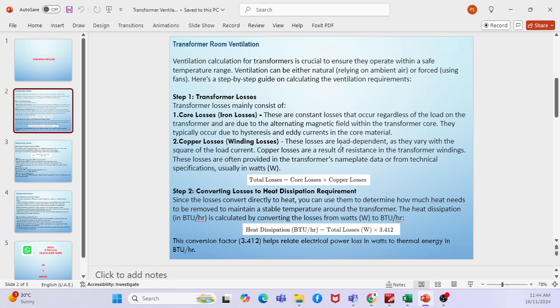The other losses are load dependent, as they vary with the square of the load. The copper losses are the result of resistance in the transformer winding. The losses are provided in the transformer's nameplate data or in the technical specification, so you can get the losses directly from the catalog itself. The total loss is nothing but core losses plus copper loss, right? This is the way you calculate how much the losses are. Then this is the conversion: if you want to convert from BTU per hour to kilowatts or watts, you can convert. This is just converting values for the heat dissipation, right?